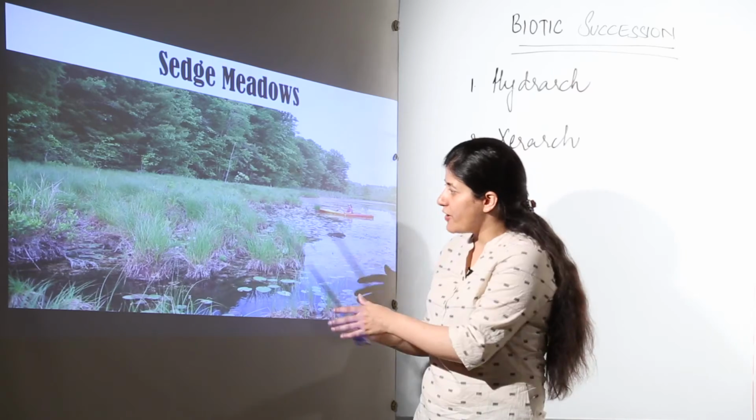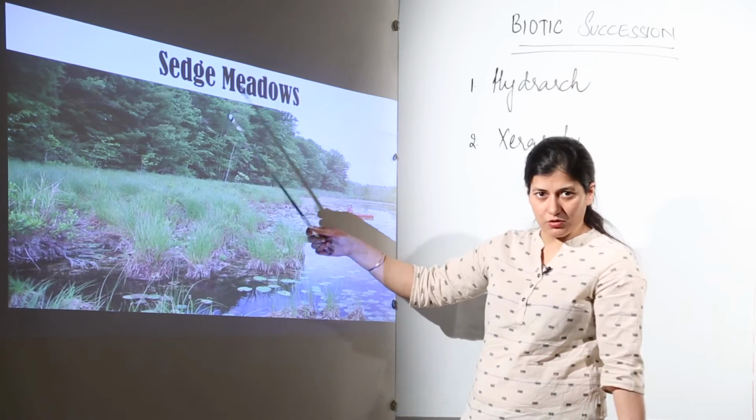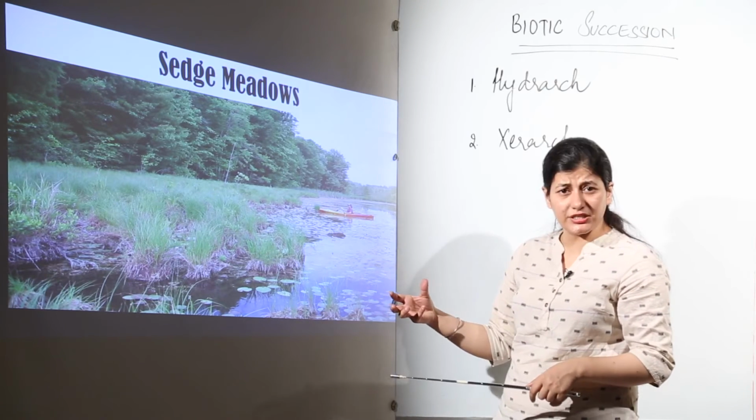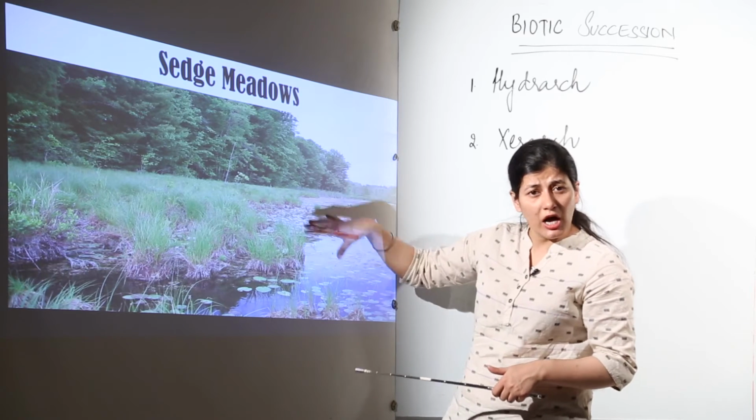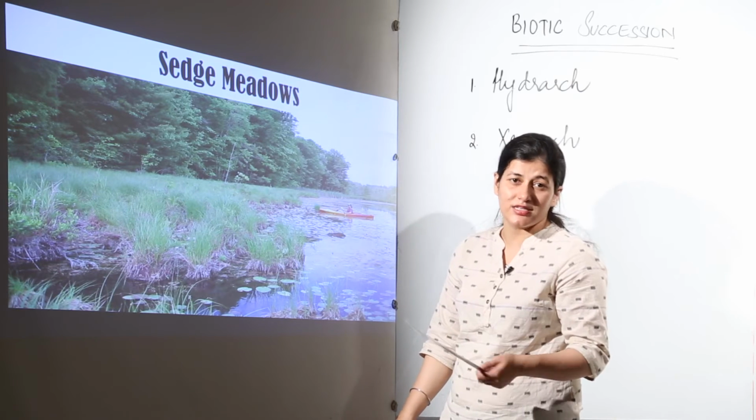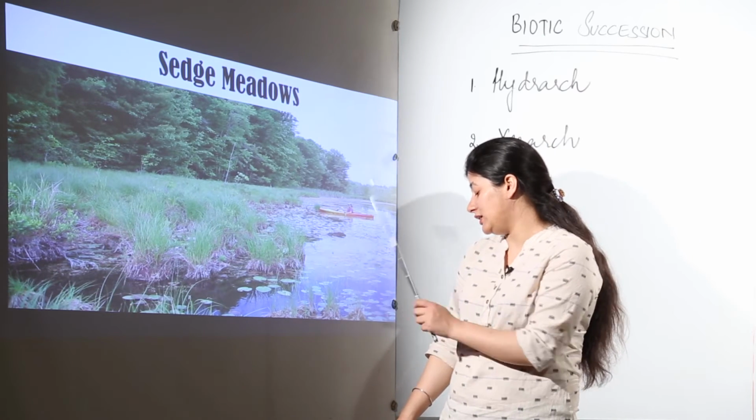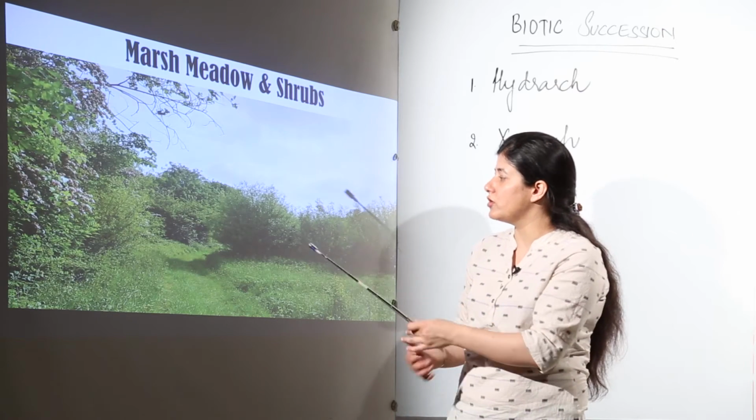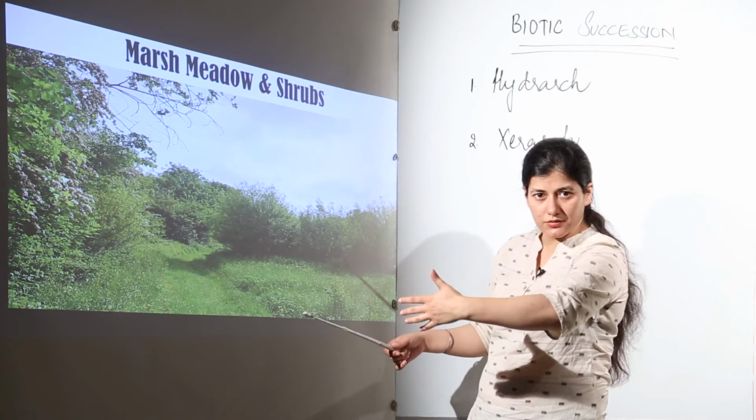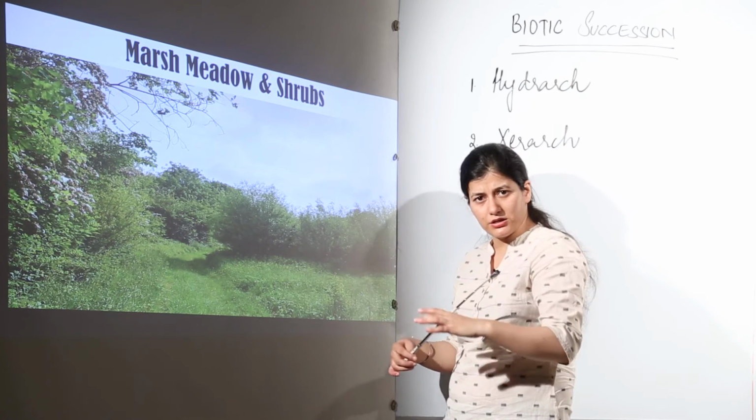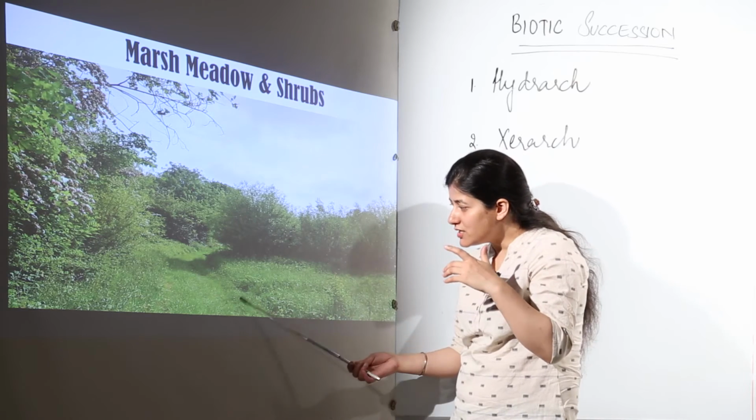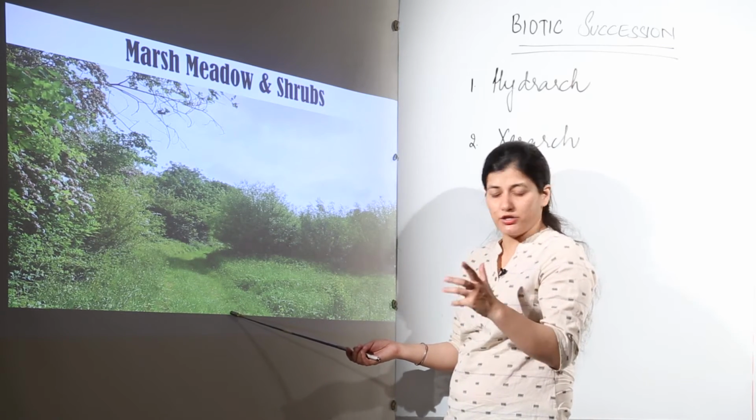Just ignore this part, pay attention to this part, because this is the climax community. I could have used images depicted using an animation, but it's better you get an idea how succession is actually taking place while you are studying. Somewhere in some water body succession is taking place, as is seen in this water body. Sedge meadows will be followed by the marsh meadow and shrub stage. When the sedge meadow takes a long period to grow, adds to the soil content, and depletes the water body of its excess water, this is the next stage that comes in the hydraulic succession.